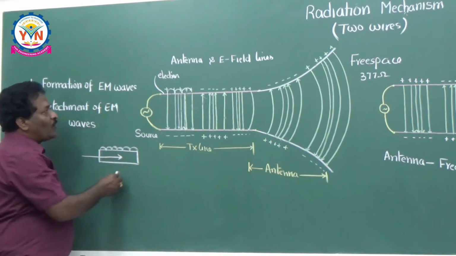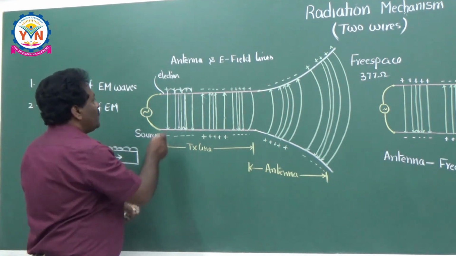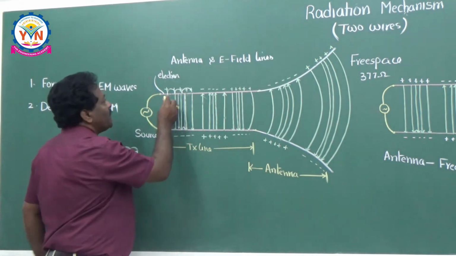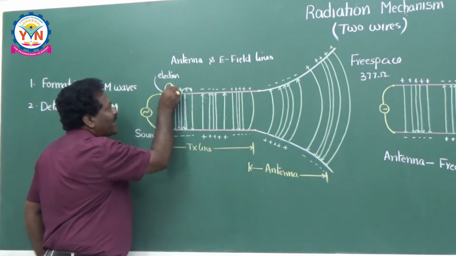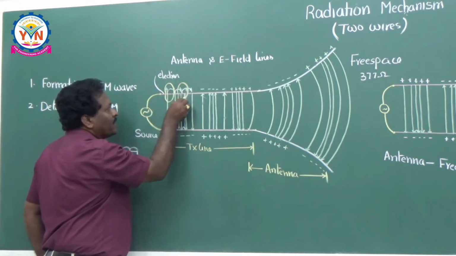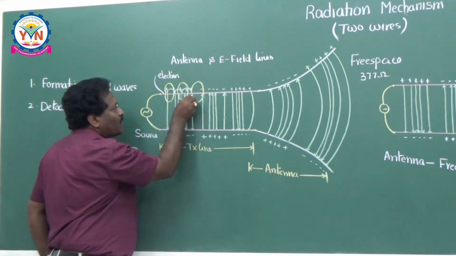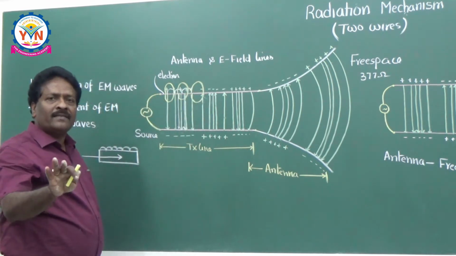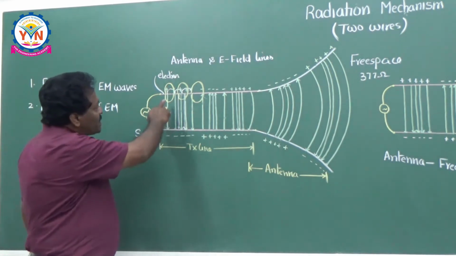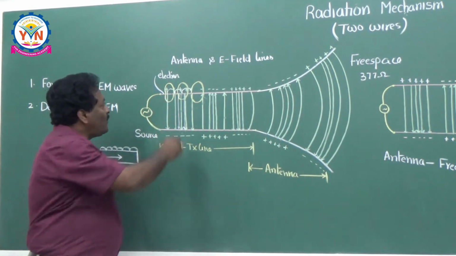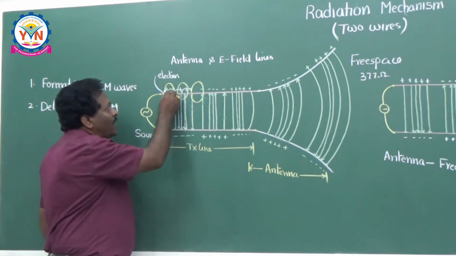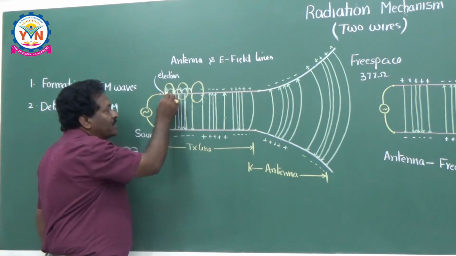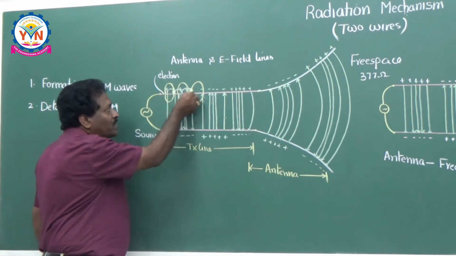If the current is flowing, what happens? Then around the conductor, you can expect magnetic lines like this, that is, circular magnetic lines. And friends, remember here, if you understand it very clearly, the electric field lines are in this direction, and the magnetic field lines are in this direction. They are always mutually perpendicular to each other.